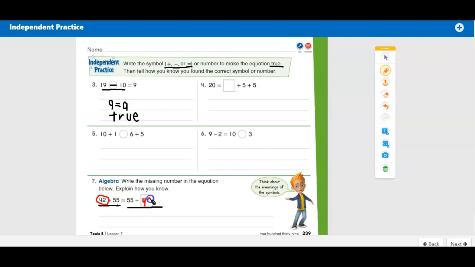So on number 7, do you see how these are true equations? We didn't even have to solve, just had to look. We see that 42 and 55 are used on this side of the equation, and 55 and 42 have to be used on this side of the equation because we are adding on both sides. So our missing number would be 42 on number 7.